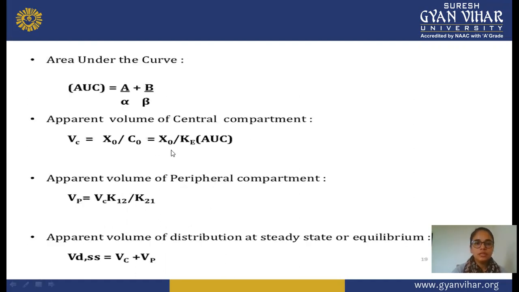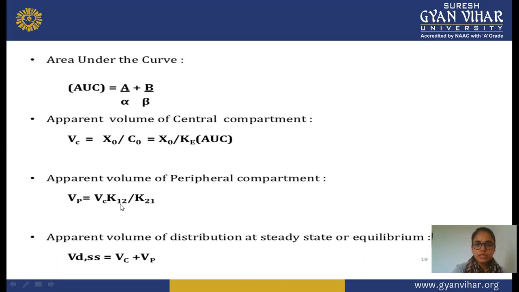Next is area under the curve. In this, you see AUC = A/alpha + B/beta, where the apparent volume of the central compartment is Vc = X0/C0, or X0/(Ke x AUC), and then the apparent volume of the peripheral compartment. This equation is for the central compartment where the highly perfused tissues or organs are present, and this is for the peripheral compartment where low perfusion takes place. In this, Vp is the volume of the peripheral compartment, and this is the volume of the central compartment.